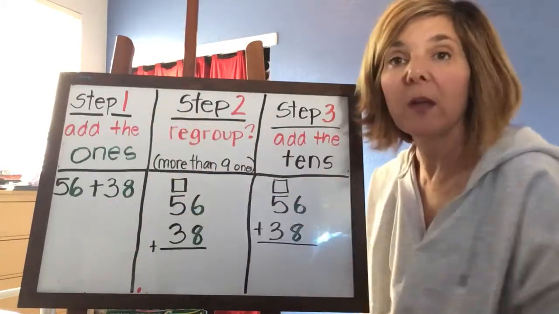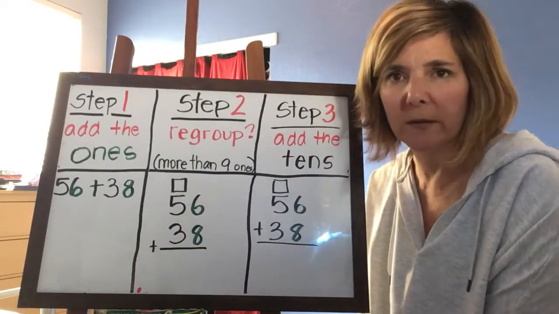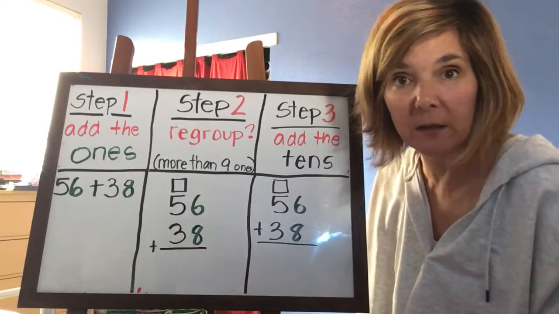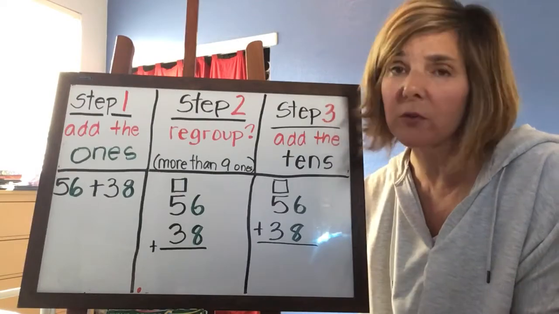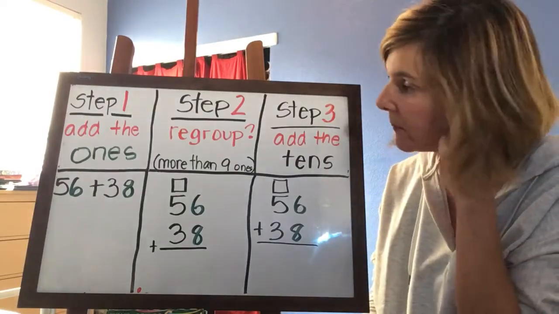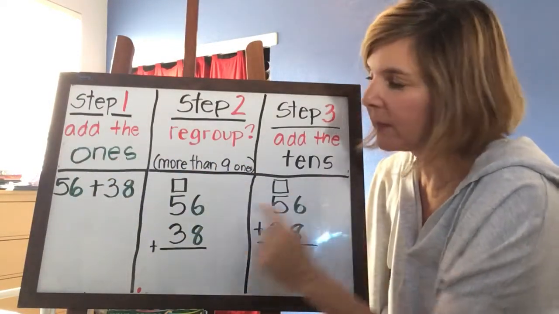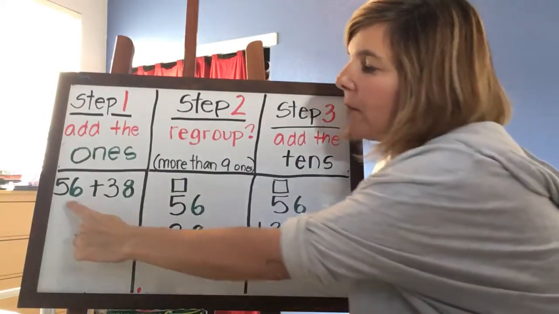Step 1, remember we're adding a two-digit number, so we have to start with the ones. So step 1 is add the ones, and I wrote the ones in green so that you could use colors to help you understand place value. Tens and ones today, two-digit numbers. All right, so step 1 is to add the ones. And I have a problem right here that we're going to solve together. So let's just add the ones.